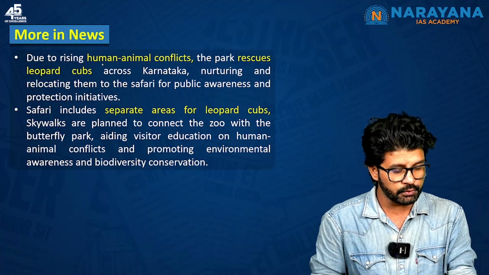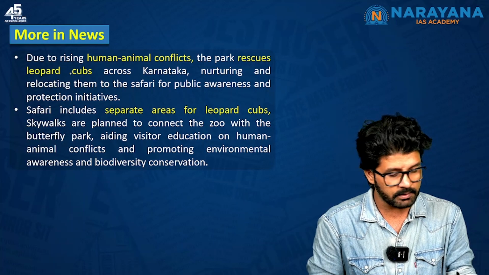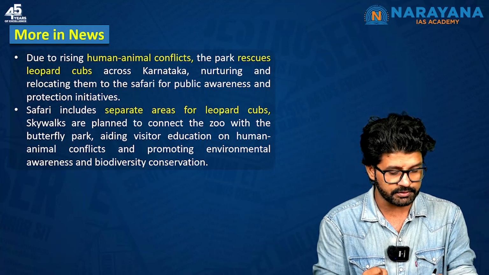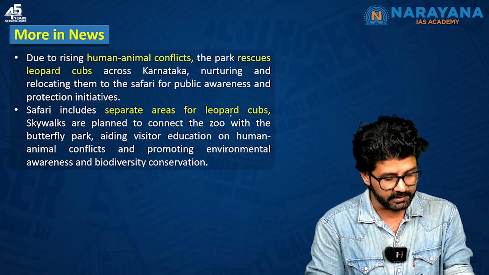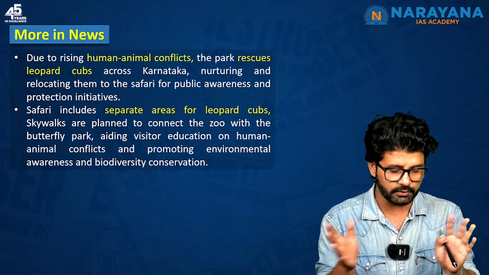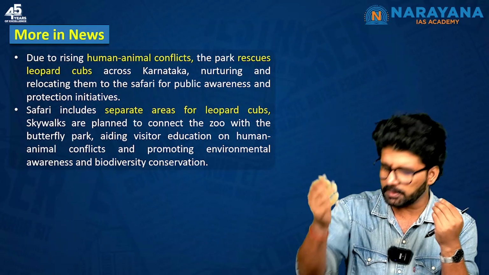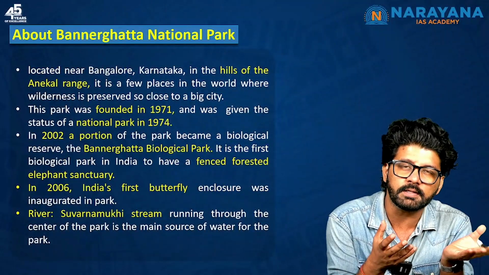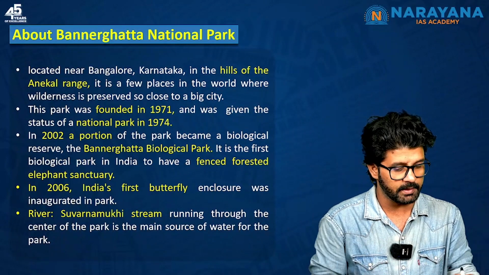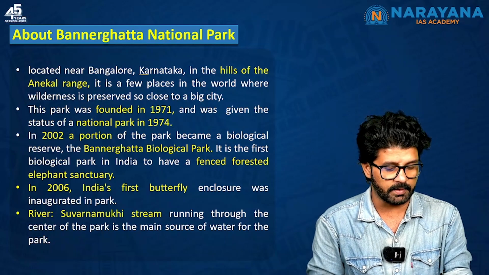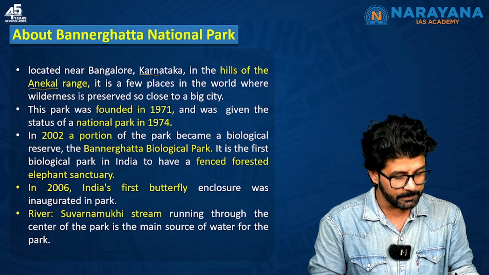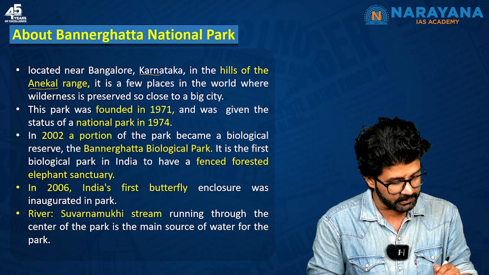More in the news, due to rising human-animal conflicts, the park rescues leopard cubs, nurturing and relocating them to the safari. They have included separate areas for leopard cubs, skywalks, and a plan to connect the zoo. So these are some descriptions of the leopard safari and what will be happening here. But more important than the previous slide is this particular slide. Where is it located? Bannerghatta National Park, Karnataka. We have seen which hill range, Anekal range, right? And then what are the other important areas here?